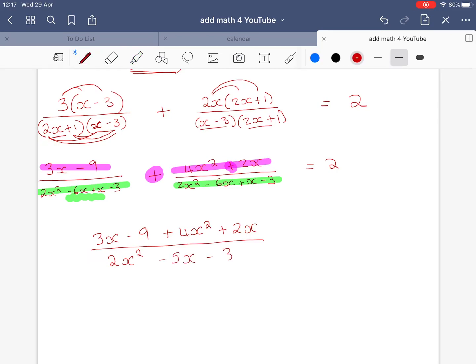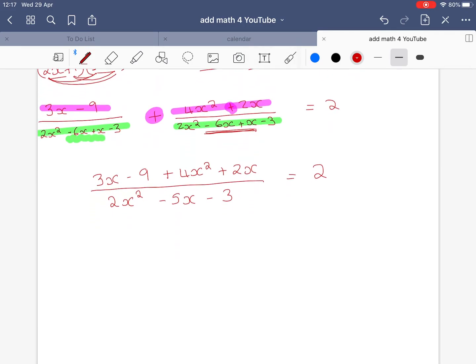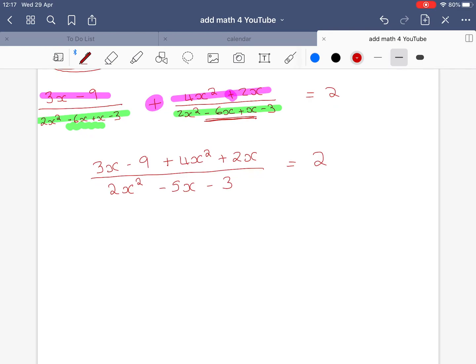So I've got minus 5x minus 3. This 5x has just come from minus 6 plus 1, and this still equals 2. So what you want to do at this stage, because we want to find an answer for x: at the moment, I've got some x squareds on top and I've got a 2 on my other side.